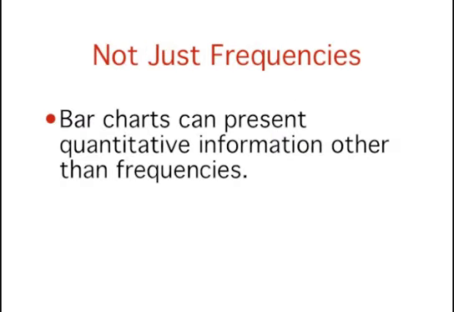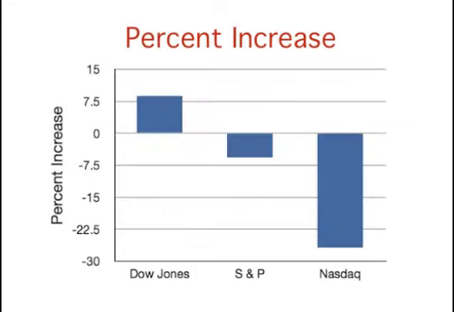In this section, we show how bar charts can be used to present other kinds of quantitative information, not just frequencies. This bar chart shows the percent increases in the Dow Jones, Standard & Poor's 500, S&P, and NASDAQ stock indexes from May 24, 2000 to May 24, 2001. Notice that both the S&P and the NASDAQ had negative increases, which means that they decreased in value. In this bar chart, the y-axis is not frequency, but rather the percentage change, up or down.